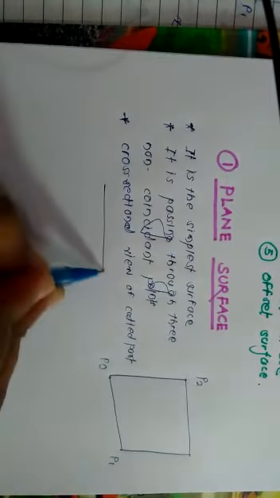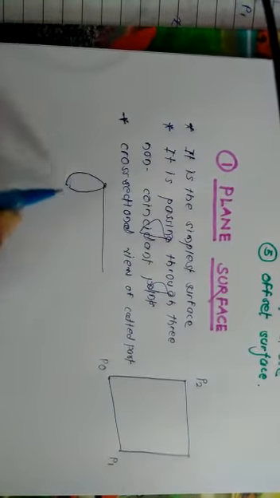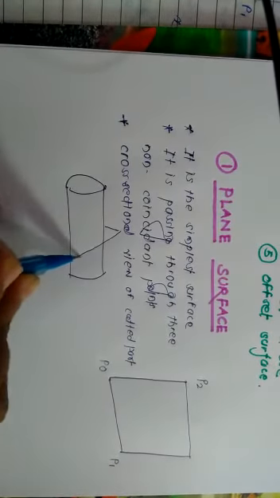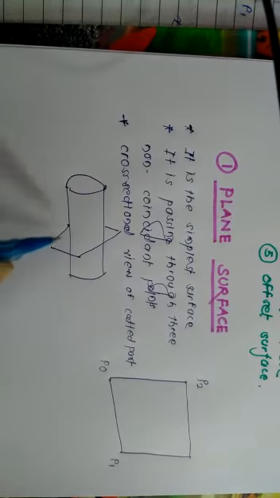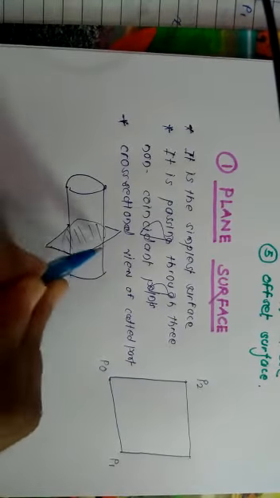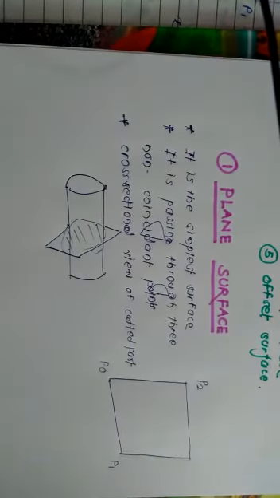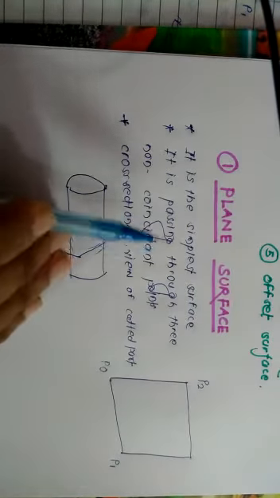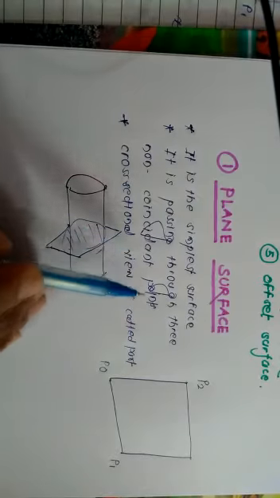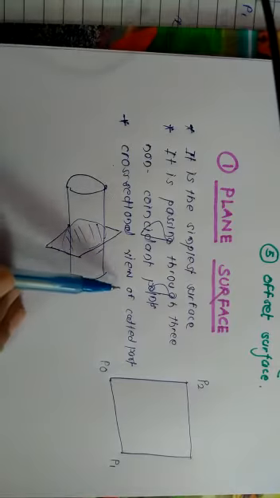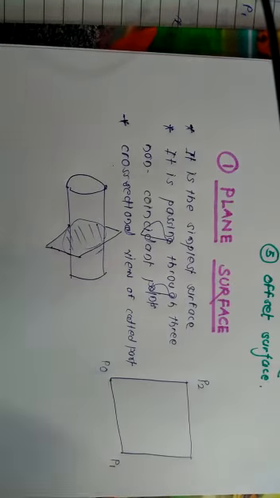Suppose this is an object, a cylinder, and it is cut by this plane surface, so we'll get the cross-sectional view of the cylinder. So this is the use of the plane surface. This is the simplest form of surface. It requires three different non-coincident points, and the application is to find the cross-sectional views of the cut part.